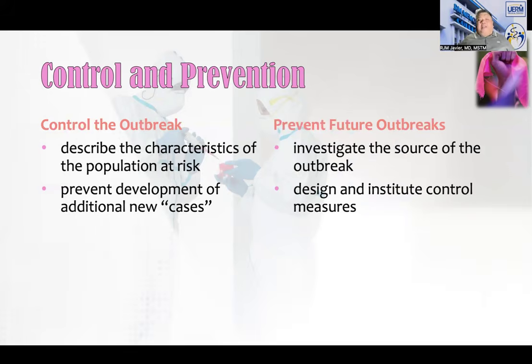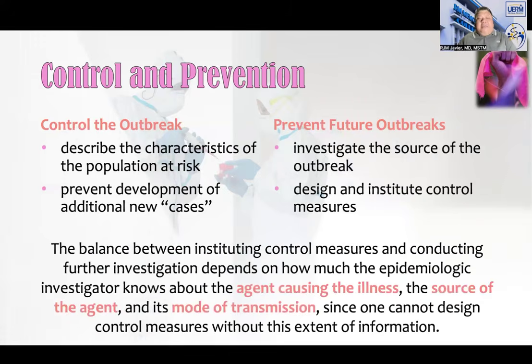It is imperative that we identify the source of the initial outbreak so that we will be able to design and institute control measures. The balance between instituting control measures and conducting further investigations will depend on how much the epidemiologic investigator will know about the causative agent, the source of the agent, including its mode of transmission, since one cannot design control measures without this extent of information.